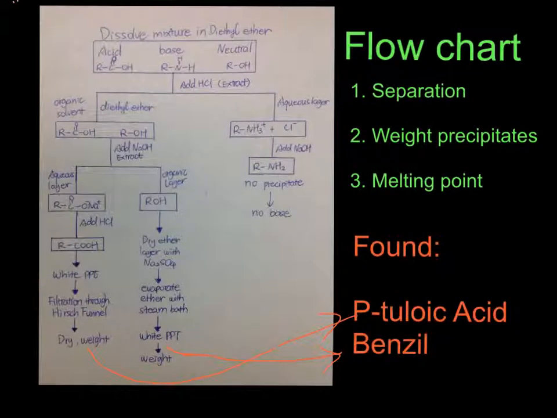So this is my flow chart. I made this by hand so that I can show every single step of what I did. Overall, after the separation, I measured the weights of the components and measured the melting points of each of the components I collected. At the end, I found my unknown contained the acid, petroleic acid, and the neutral component, which is benzil.